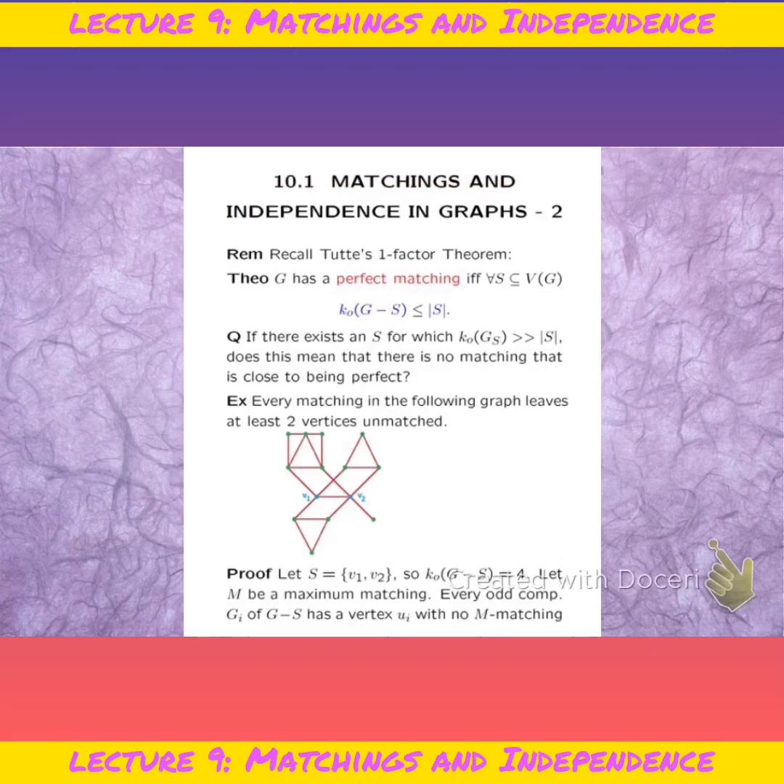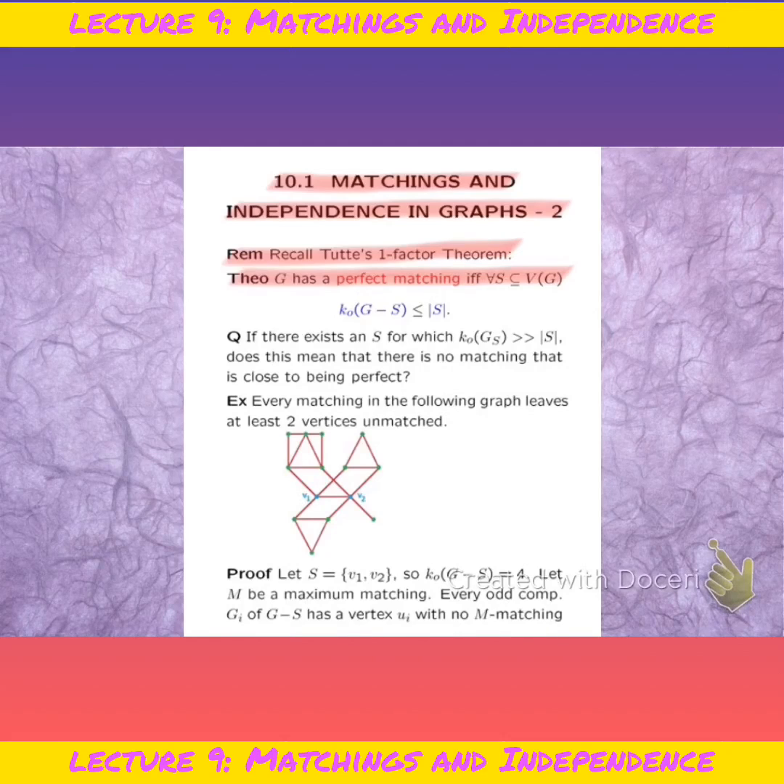All right, so the next section still deals with matchings and independence in graphs. We're just going to extend the ideas that we formulated in the previous section. So recall Tutte's one-factor theorem. The theorem said that a graph G has a perfect matching. What's a perfect matching again? It's a matching where every vertex in the graph is incident with a matching edge.